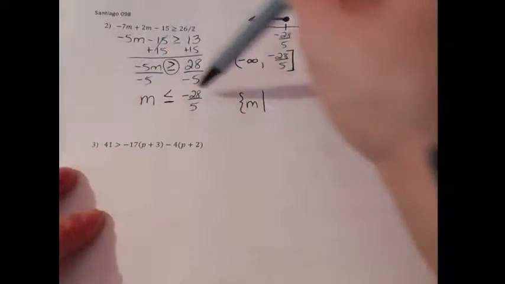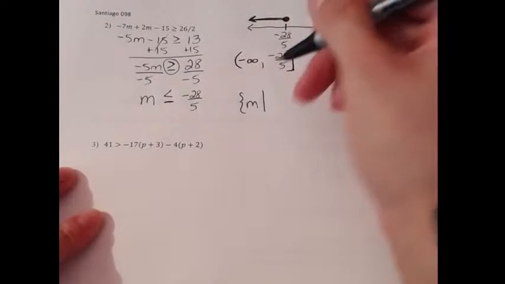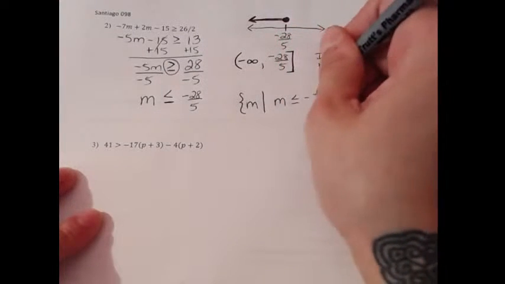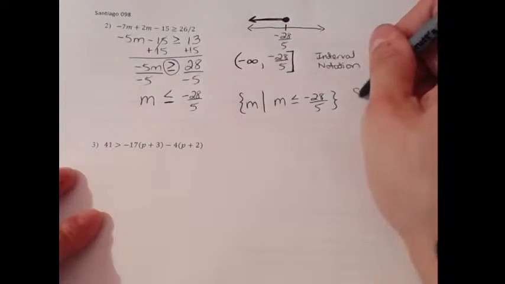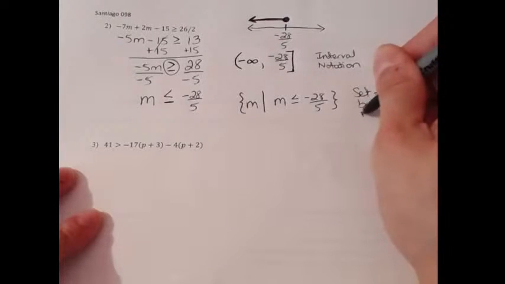So this whole thing, m is less than or equal to negative 28/5, we're going to put right here. So m is less than or equal to negative 28/5, and voila, that is set builder notation. Cool, right?